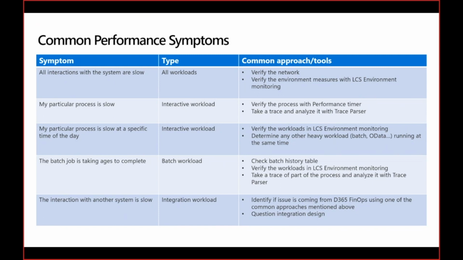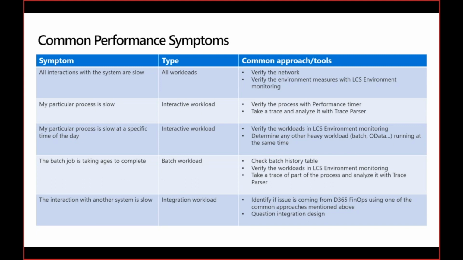Another typical symptom is my particular process is slow, an interactive workload. So what would we do then? If we can already reproduce the issue, then we could use tools like Performance Timer, which is a built-in tool in Dynamics 365 for finance and operations, or we could also already take a trace with Trace Parser. Both tools will be demonstrated today by my colleague Markus.